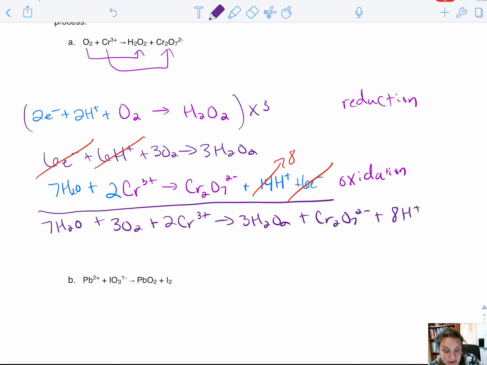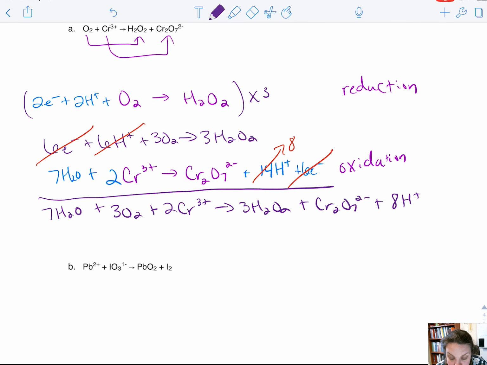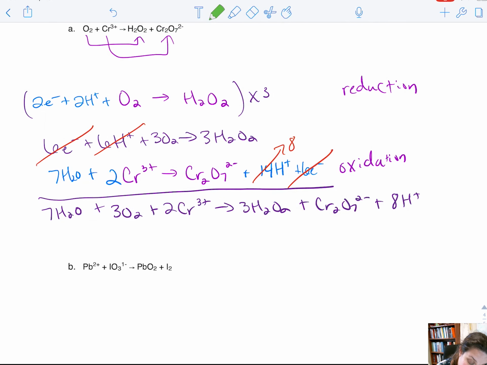Now, we are in base. So in this case, we need to neutralize any H pluses with hydroxides. There's 8 H pluses on the right side, so I'm going to add 8 hydroxides to both sides. This will combine to give me 8 waters. I'll cancel out all of those waters and leave me with 1 water here.